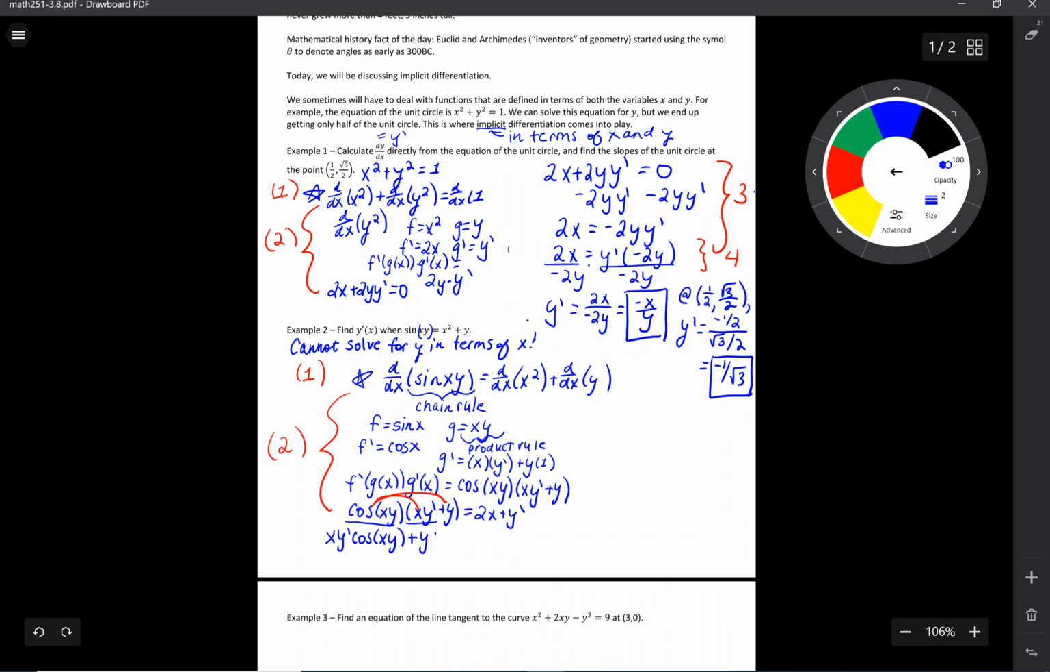plus y cosine xy. So I just distributed my cosine of xy to xy prime plus y is equal to 2x plus y prime. All right, and now I am in a good position to move everything with a y prime over to one side and everything without a y prime over to the other side. So in order to do that, I'm going to move this y prime over to this side to make the left side the side with the y primes, and I'm going to move this term without a y prime over to the other side.